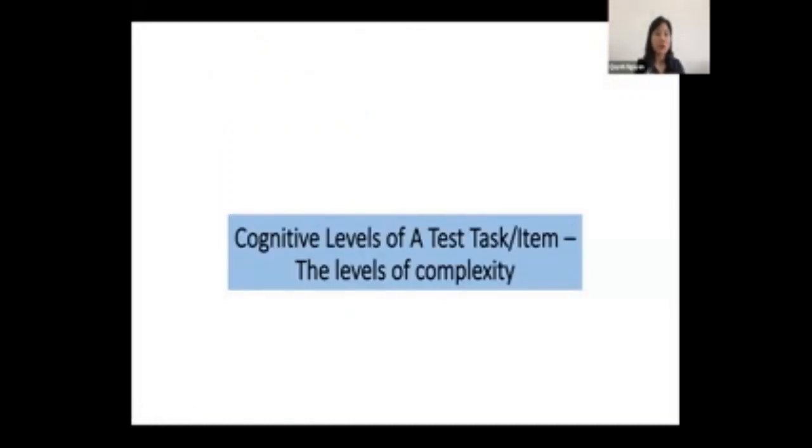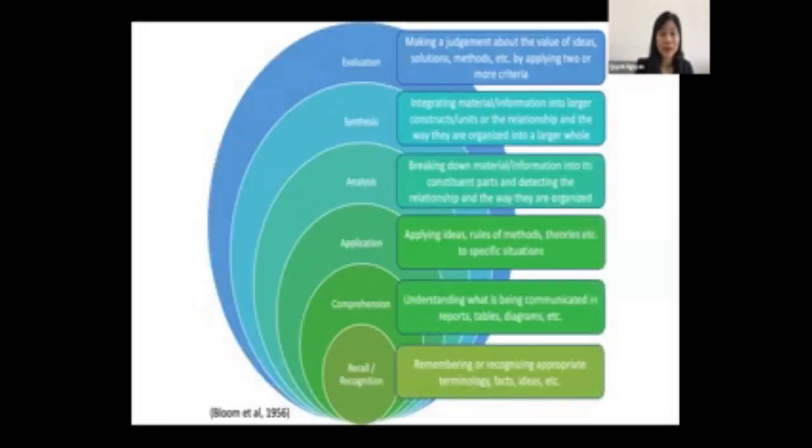Now, I'd like to move to another very important concept in testing, which is the cognitive levels of a test task or test items. Or in other words, the levels of complexity of the test items. And I'd like to use Bloom's taxonomy of the cognitive levels here, the six levels. In the first level, recall and recognition, the test takers are required to remember or simply recognize the terminology, facts, or ideas that they have been taught, right? So what they need to do is just to recall and recognize them.